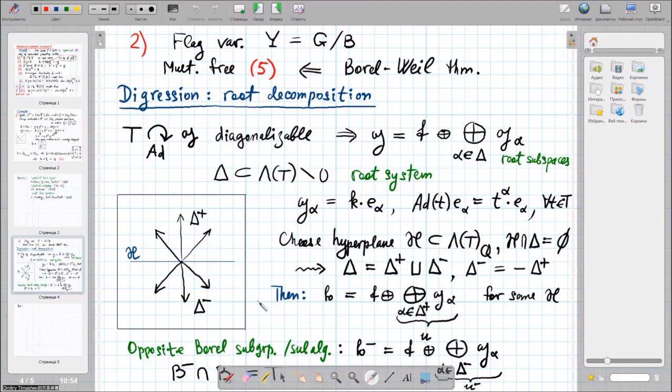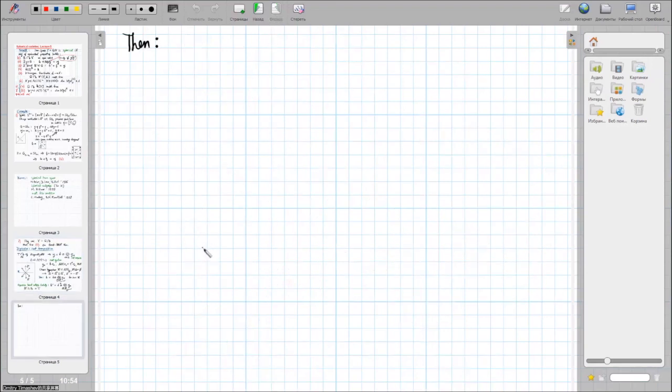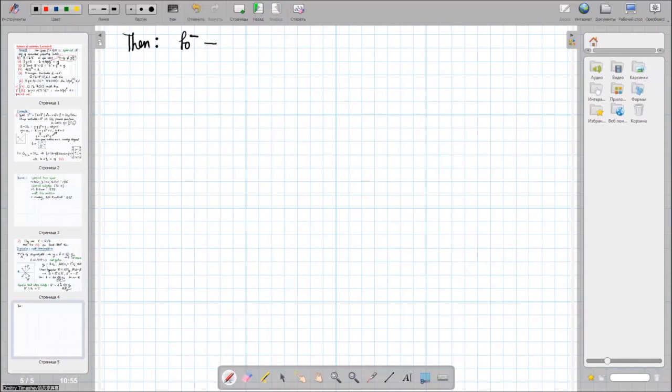So B plus and B minus are different. They intersect only in T. Then it is clear from what we have explained before that the sum of the opposite Borel subalgebra and the Borel subalgebra, the initial one, just equals G. And this implies that the product of the Borel subgroup B minus with B is an open subset in the group G. It is called a big cell in G.